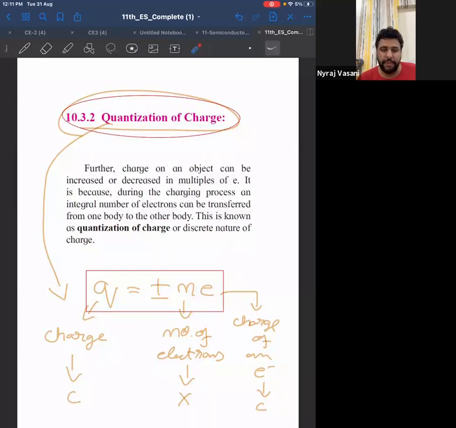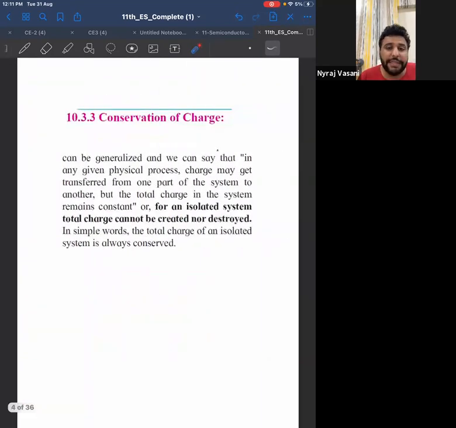Okay, everyone got it? Okay, perfect. So what is the first property of charge? It can be added. What is the second property of charge? It is quantized, means Q is equal to plus or minus NE. What is the third property of charge? That property is called conservation of charge. Write down side heading property 3: conservation of charge.